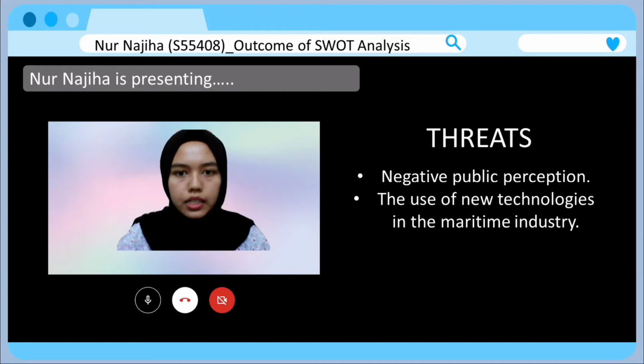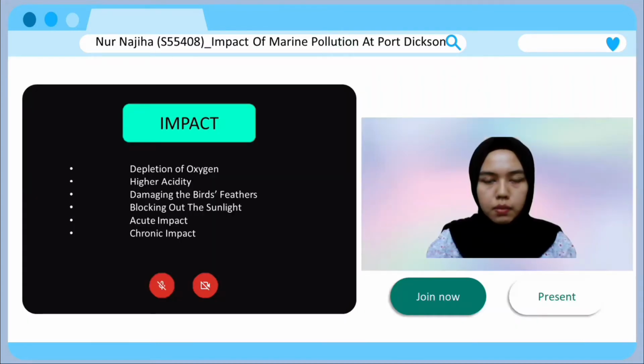We know that the use of AI in the maritime industry is increasing, so it will be challenging for the Marine Department to adapt the use of AI among their workers. Next, I will briefly mention the impact of marine pollution, which is the oil spill at Port Dickson.